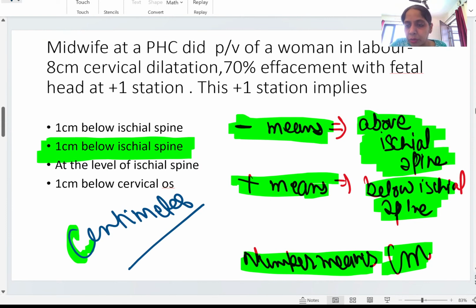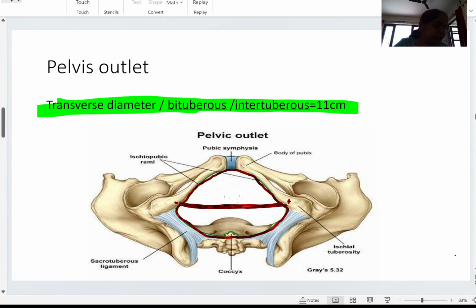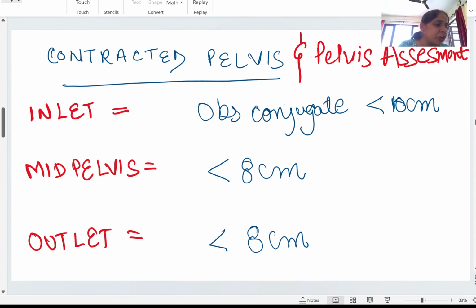Now, see here. Let us see the definition of contracted pelvis. Which conjugate diameter will we take to define the contracted pelvis? Obviously, it will be the obstetric conjugate, the smallest one.